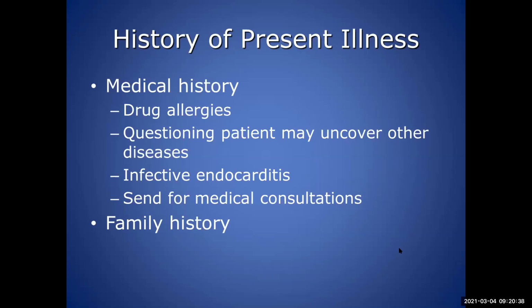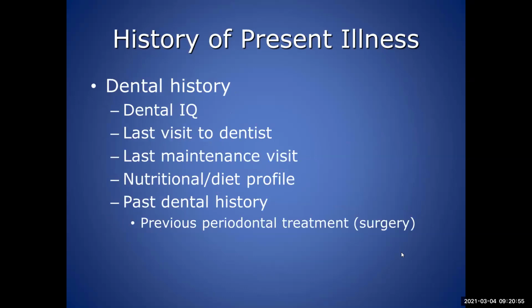Family history. Is there a history of blood pressure, strokes, diabetes, periodontal disease? Is there a history of? All right, it doesn't mean that they're going to get it. It just means those ailments, it means that they might be more susceptible to it.